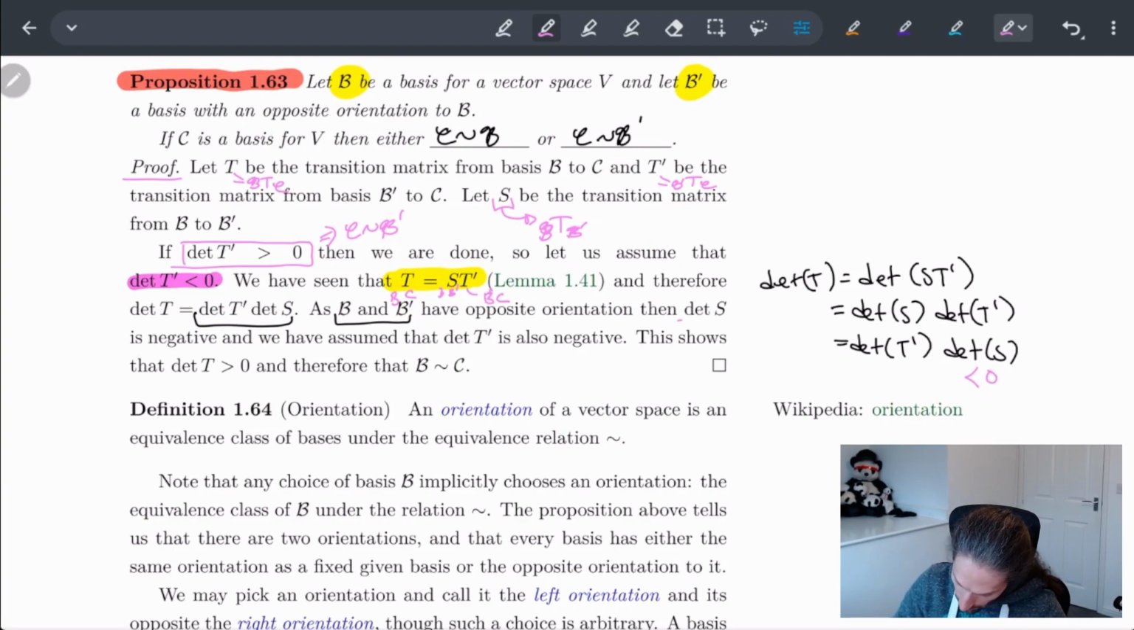So in other words, the determinant of S is negative. And we assumed here that the determinant of T prime is negative. So this is negative, and a negative times a negative is positive, right? So this whole thing is positive. That means the determinant of T is positive, and T, remember, is the transition matrix from B to C. T is B to C. So in other words, B is equivalent to C. So we're happy.